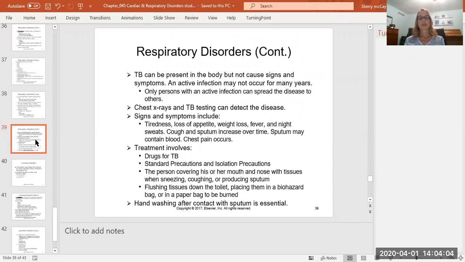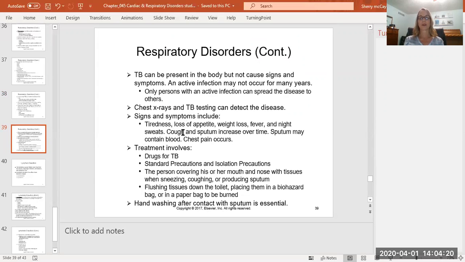TB can be present in the body but not cause signs and symptoms. An active infection may not occur for many years. Only persons with active infections can spread the disease to others. Chest x-rays and TB testing can detect the disease.